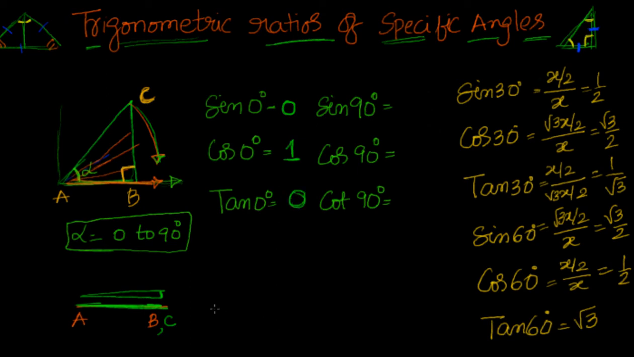And let us take the case when it becomes 90 degrees. When it becomes 90 degrees, your hypotenuse will be coinciding with your opposite side. So let me take an example of it. I'll explain in just a minute.